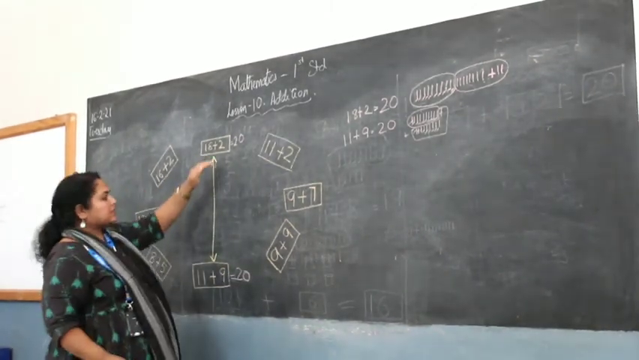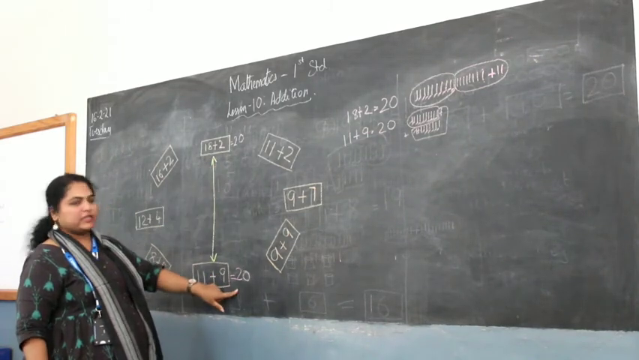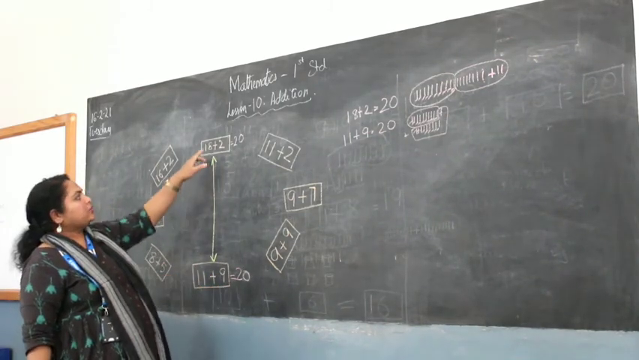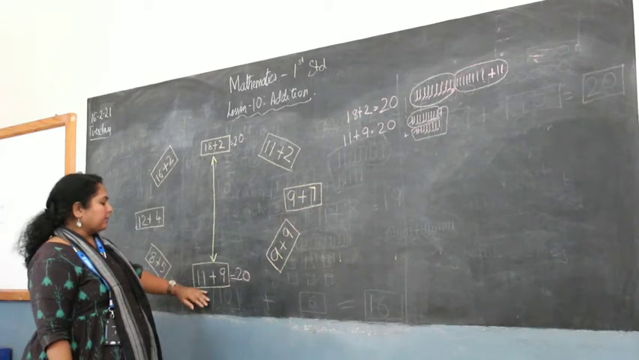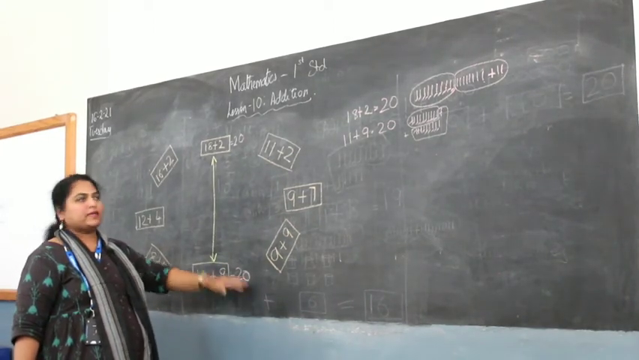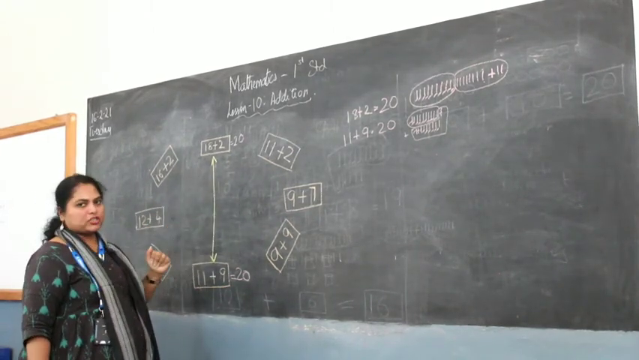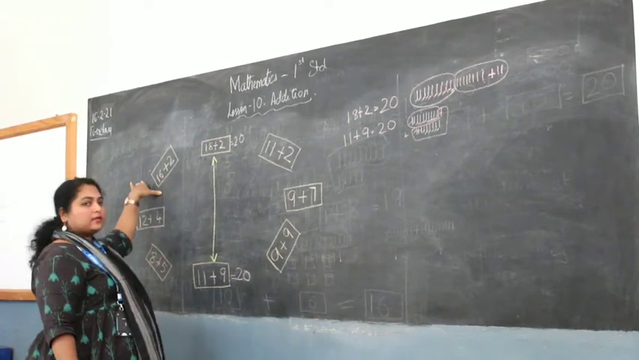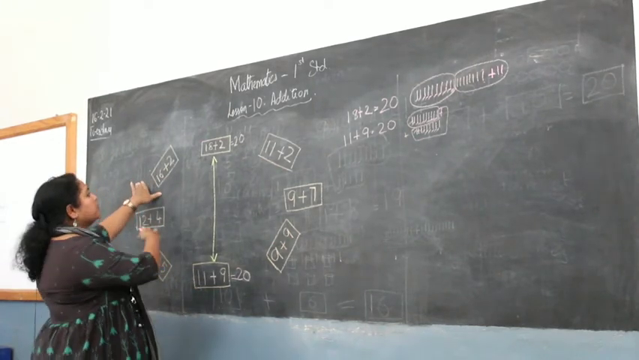So this is equal to this. 20 and 20 both are equal, right? So 18 plus 2 is equal to 20, and 11 plus 9 is also equal to 20. That's why they have matched this. Now we have to find another number which will match to each other.